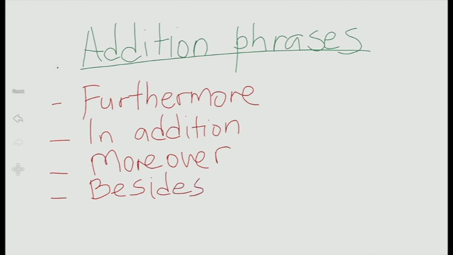Besides what we've just discussed, there is something else. So besides this, there is something else that you want to add. So you can also use besides to show that you are adding more information to what you've already presented. All right. So in addition, you can also say maybe to add, to add on something that you've already stated. So you use these to give further information on what you've already stated, because we call them addition phrases.